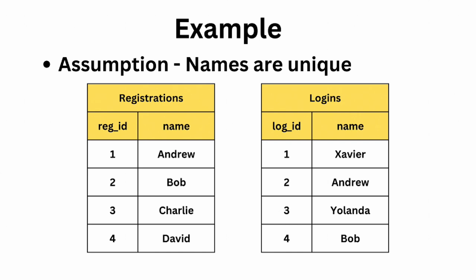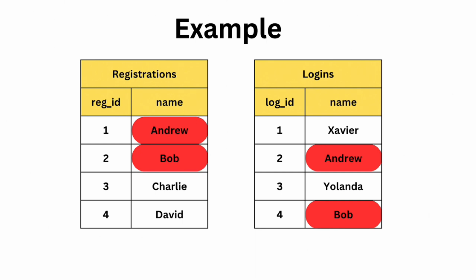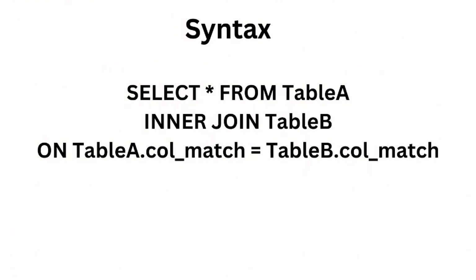So we have that discrepancy there of Xavier and Yolanda in the logins table, and then Charlie and David in the registrations table. So where do we actually have a match in both tables? Well, we have Andrew and Bob. Andrew and Bob are the only ones that both registered and logged in the day of the conference. So an inner join is going to be able to join these tables together for records that are a match in both tables. So when we're talking about an inner join, we're only looking for the set of records that happen to be in both tables. And in this case, that would only be Andrew and Bob.